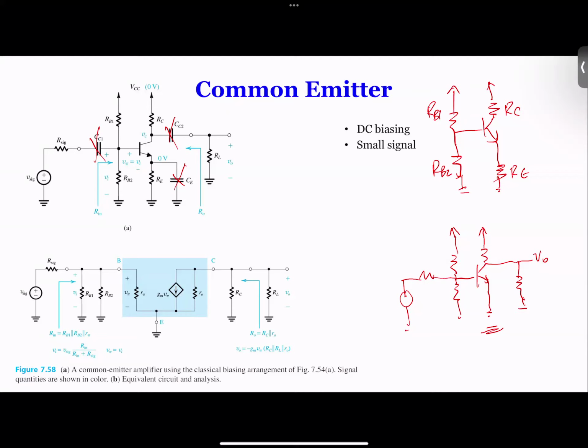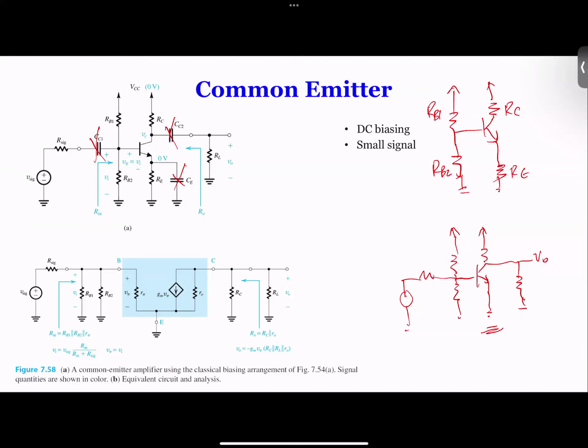So the only difference is we are going to use all three in parallel to get the voltage divider here, to get VBE. Then we got VBE here, we multiply by GM, and then we use this current multiplied by all these three in parallel, and we get the output.